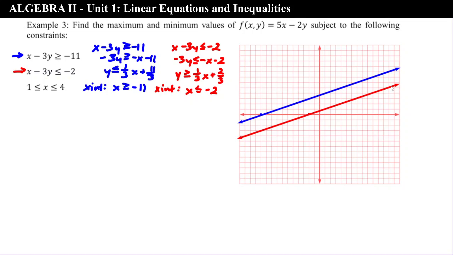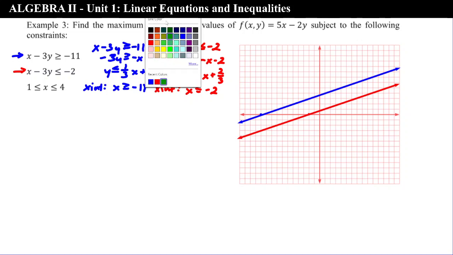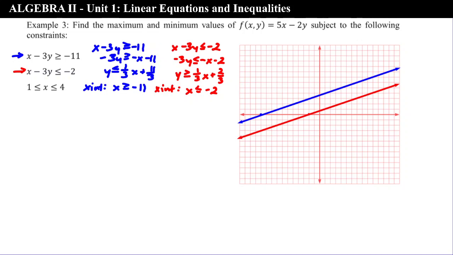Now our last inequality is going to give us two lines. Let's go ahead and label it here. This is going to be in green. So we have x is 1, so we find x is 1 on the x-axis, and we draw a line vertically through that point on the x-axis. And then we have x is 4, which would be this line.